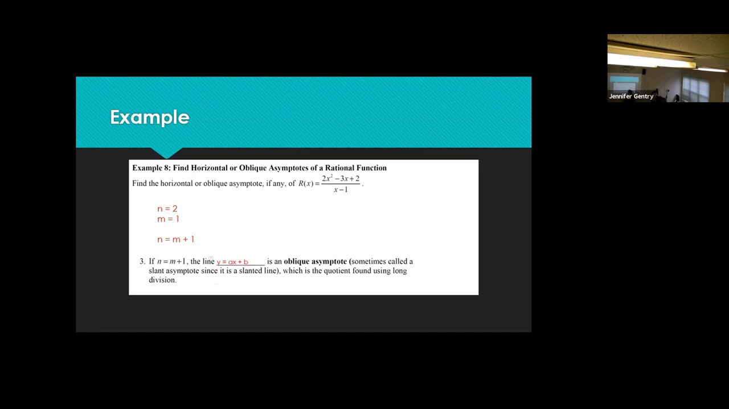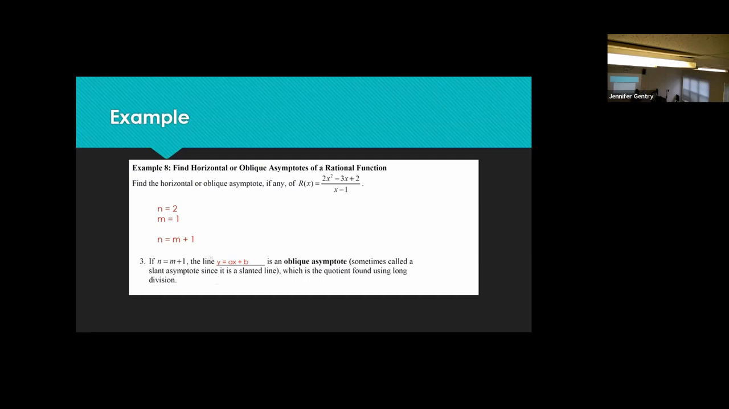Because the first one is n less than m? No, so it's not number one in that box. Are they equal? No. Is n equal to m plus 1? Yes. So I rewrote 3 down here just for us to do as an example. That is the rule we're going to follow when we look for this horizontal or oblique. Because we are at number 3, it's going to give us a line, and it is in fact an oblique. I know that much just by looking at it. Okay?